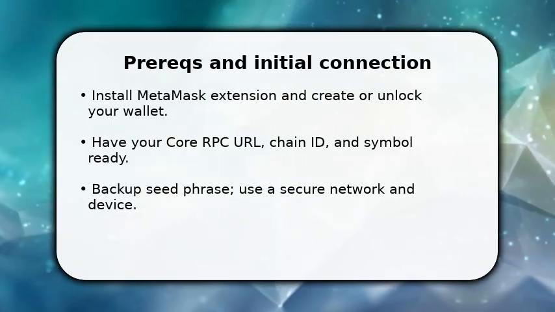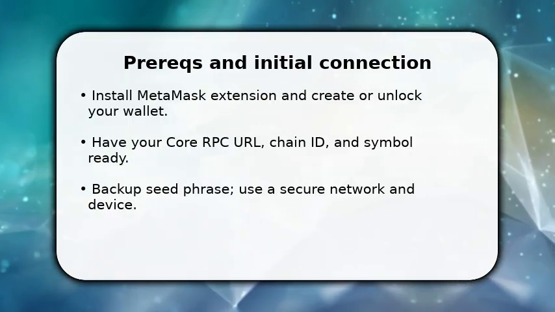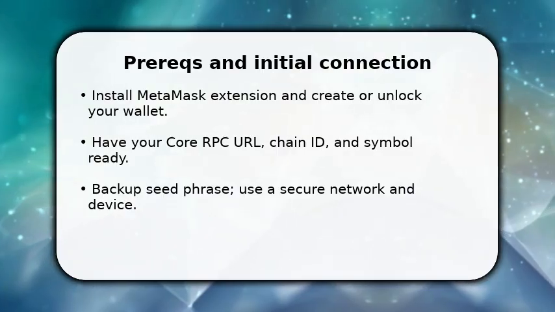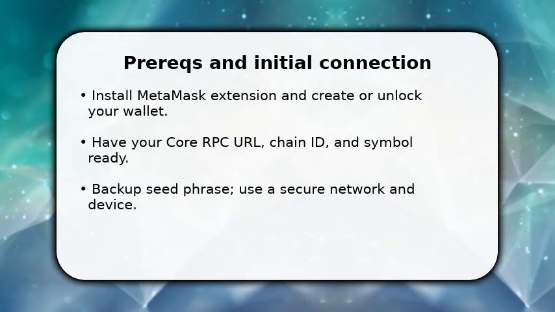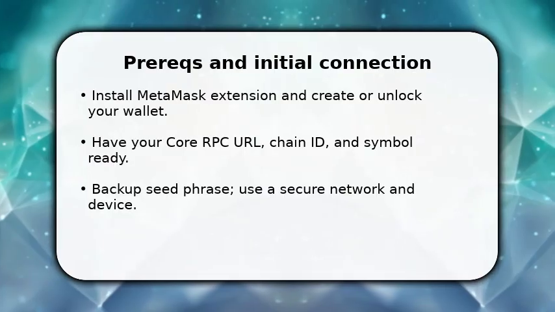Enter the core RPC URL, chain ID, and currency symbol precisely, because small typos block the connection. Once done, give the network a clear name so you can identify it quickly. Make sure to double-check values against a trusted source to avoid misconfiguration and potential token loss.